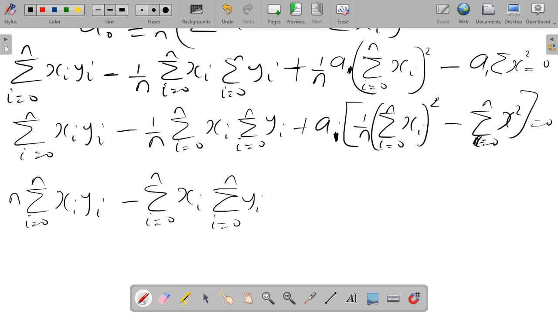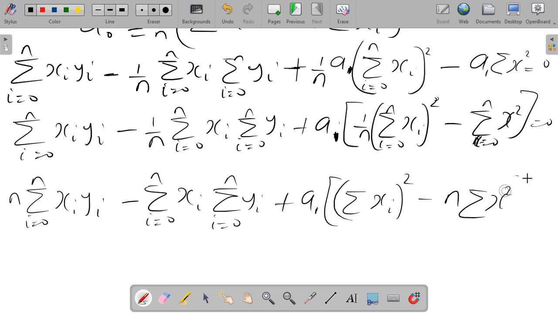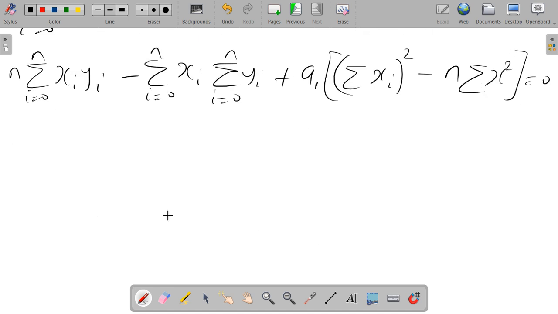Then multiply inside there. Remember, my a1 is still here, so multiply inside here by n. This is gone. I am left with the summation of xi, all squared, then minus n the summation of x squared, is equal to 0. So these two we move to the other side, then we divide by this side, then we have gotten our a1. So a1 will now be equal to this one that is negative, moving first will now become positive: the summation of i starting from 0 to n of xi, the summation of yi.